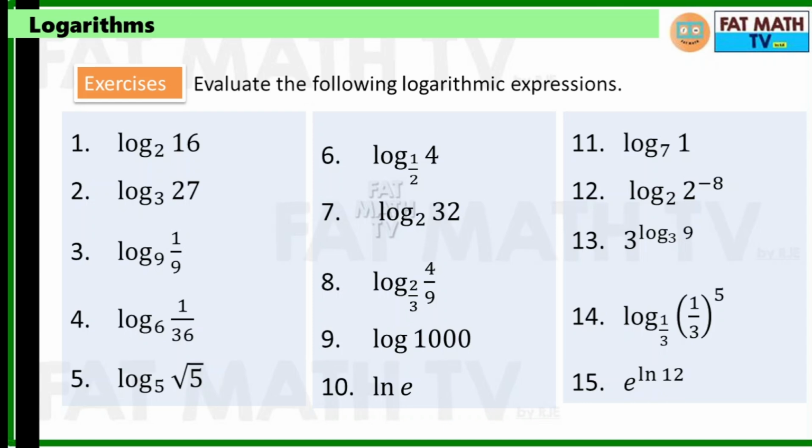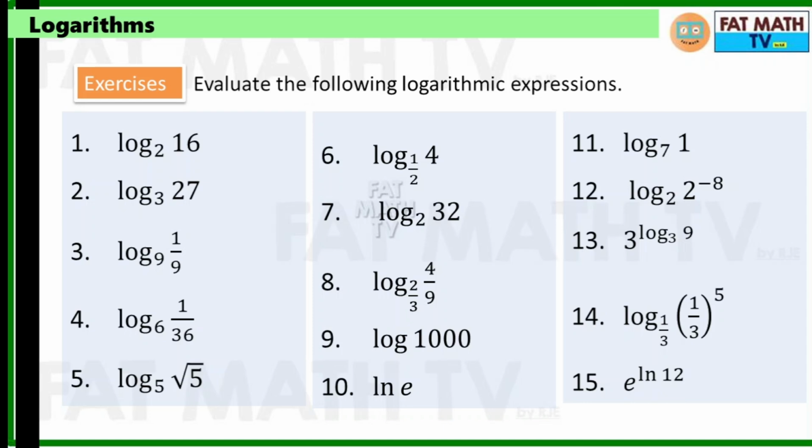Number 11, logarithm of 1 to the base 7. Number 12, logarithm of 2 raised to negative 8 to the base 2. Number 13, 3 raised to the logarithm of 9 to the base 3. Number 14, logarithm of 1/3 raised to 5 to the base 1/3. And number 15, e raised to ln 12. So for numbers 11 to 15, you apply here the basic properties of logarithms.